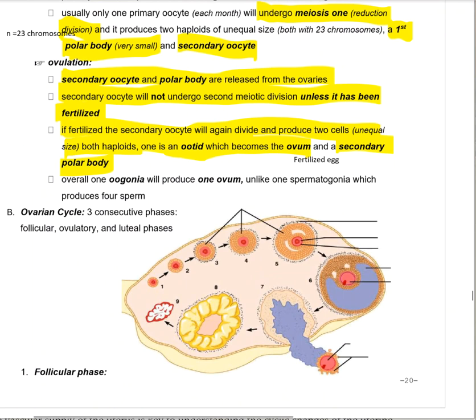Overall, one oogonia, that's the stem cell, will produce one ovum, a fertilized egg, unlike one spermatogonia, which will produce 4 sperm. And so that's kind of an important point. I like that point because they're doing the same thing, meiosis, but their end result is a little bit different. Each month, the female is putting all of the energy and work into one oocyte, hopefully to become fertilized. Males are making many, many, many sperm in hopes that at least one of those sperm will reach this oocyte and then produce the ovum, the fertilized egg.